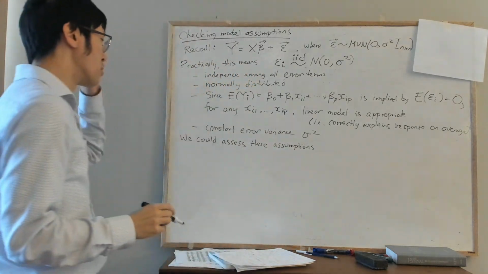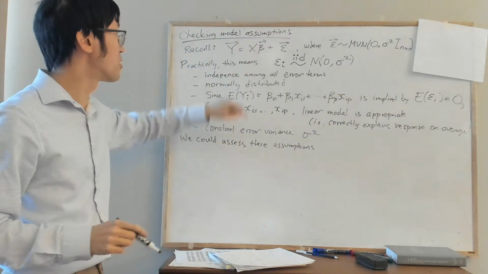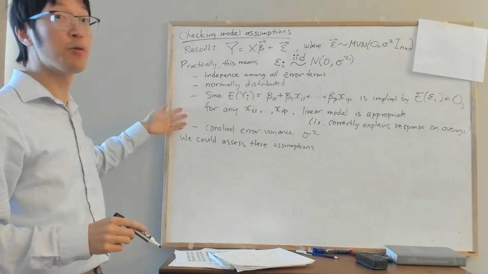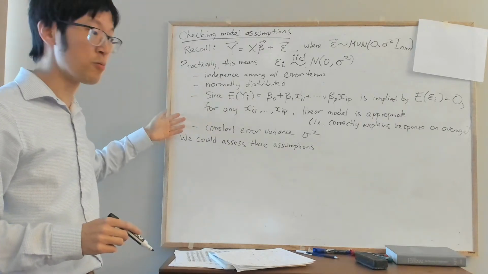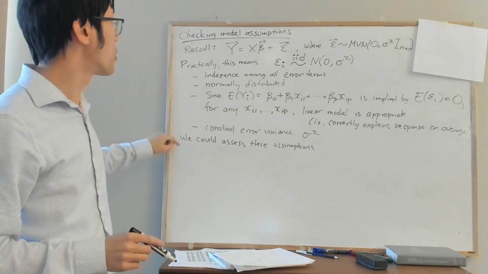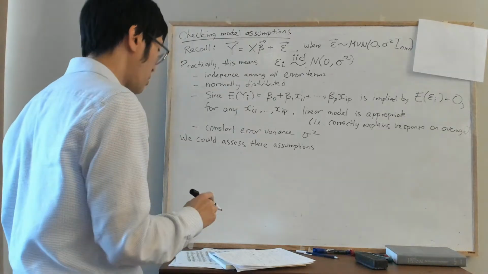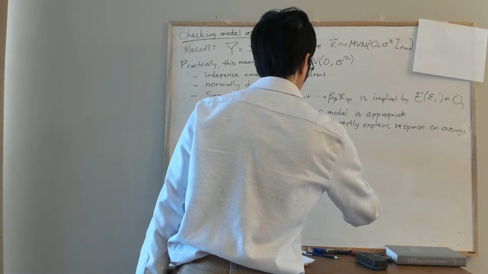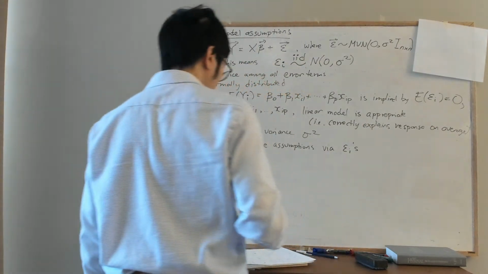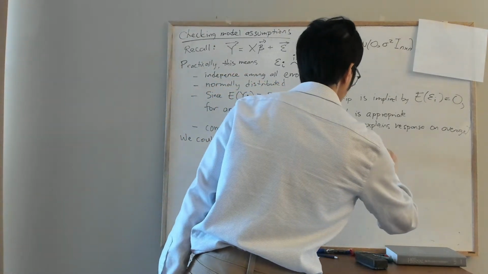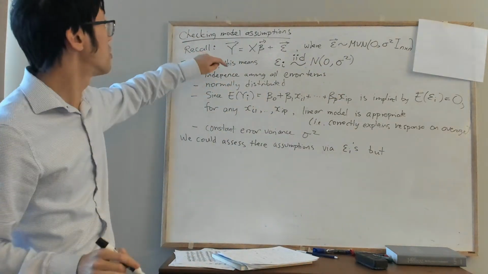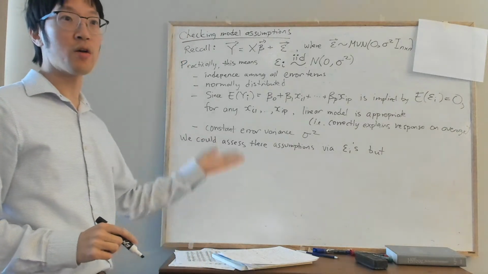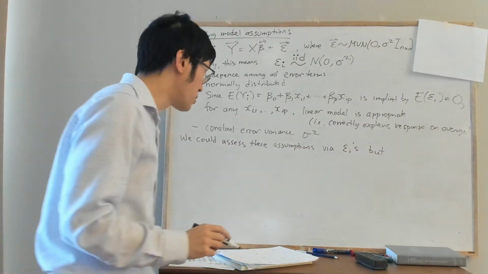So the key idea here is, if we had the epsilon i's, we can look at them and see whether these four things are reasonably satisfied. But we actually don't get to observe the epsilon i's, because they are given by this theoretical model. But instead, we observe something related, which is the residuals.